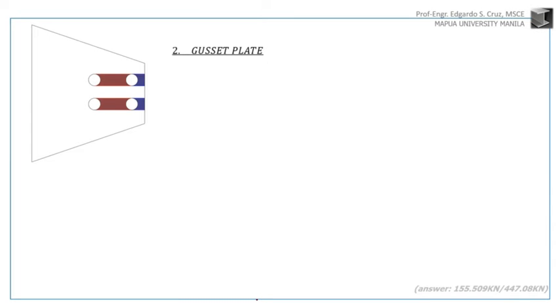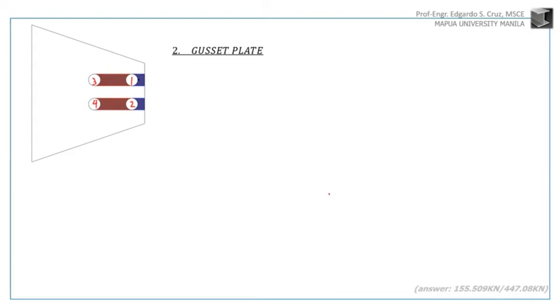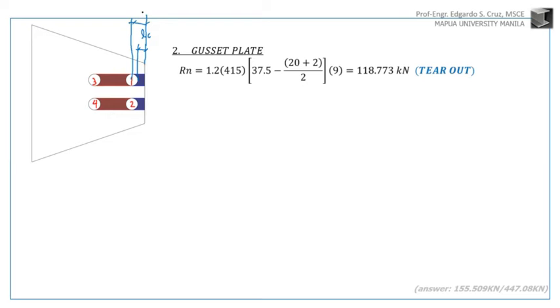Okay, so unahin natin muna, tawagin ko dito as bolt 1, 2, 3, 4. So for bolts 1 and 2, ito yung LC niya from here hanggang sa edge. So ito yung L sub C niya. Yung center na to ay given as 37.5. Ayan. So, ang Rn niya, considering tear out, is equal to 1.2.